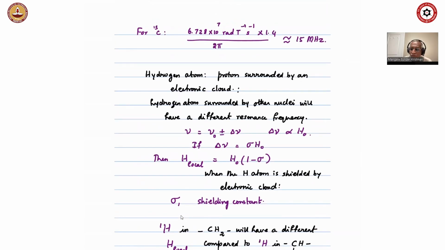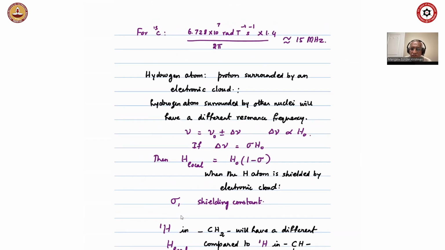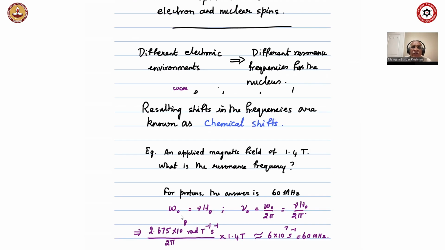So the equation below is like this. The shift that corresponds to the shift in the frequencies is called the chemical shift. And the shielding of the magnetic spin nucleus from the external field by these local fields is called chemical shielding. Now, let us calculate for an applied magnetic field of 1.4 Tesla.